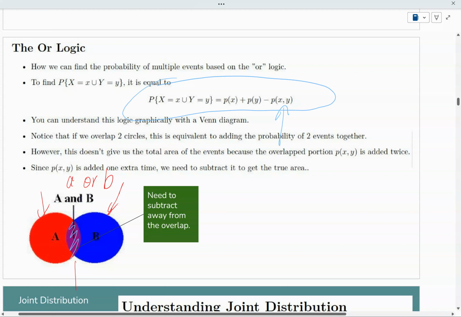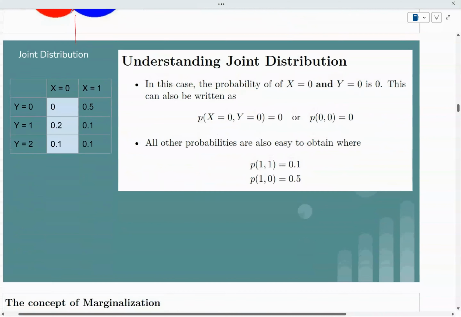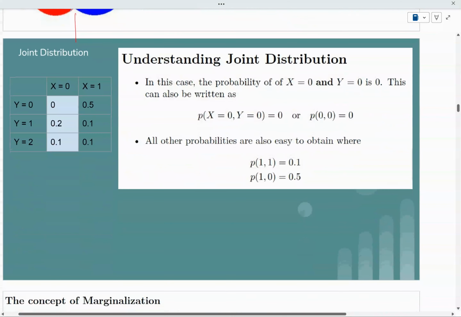The area for A or B requires you to have the probability of X plus the probability of Y, subtract their intersection. Okay? All right, let's understand this joint distribution a little better.